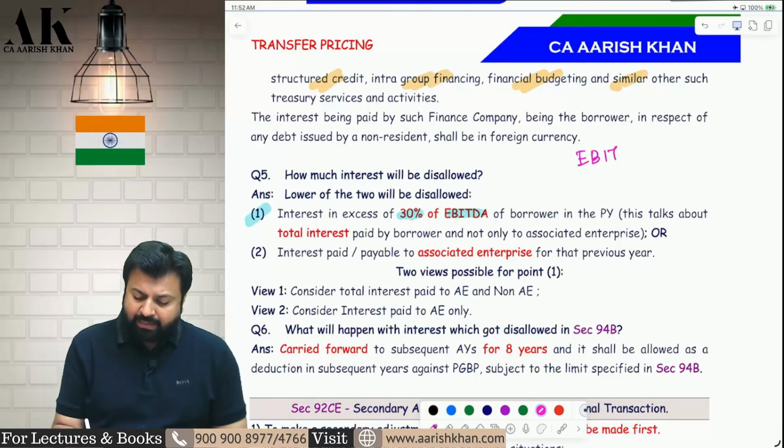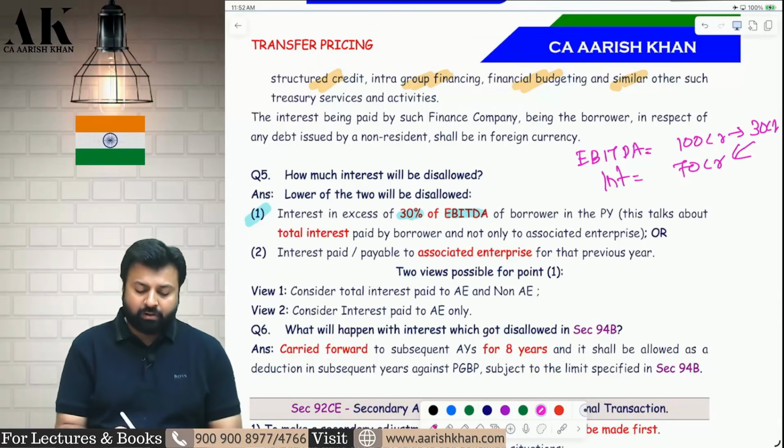EBITDA is how much? EBITDA is 100 crore. And your interest is how much? Interest is 70 crore. So 30% of 100 crore is 30 crore. So how much is excess? Excess is 40 crore. That will come in point number 1.